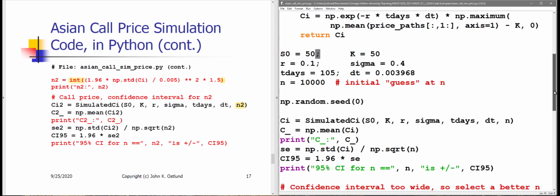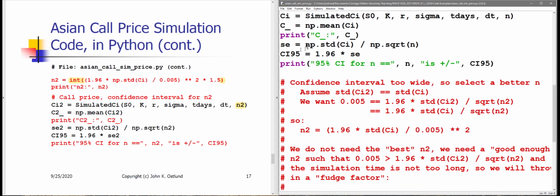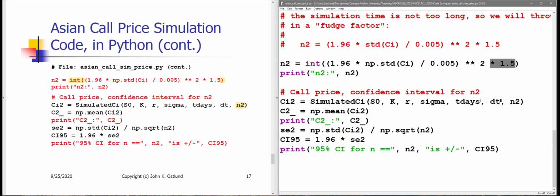All right, so we're then going to do our simulation involving 10,000 paths. It's very unlikely that we will get a tight enough confidence interval there. In fact, I know that we won't. So we're going to use the standard deviation that we computed from that initial simulation to get ourselves a better N2, which is going to involve this fudge factor. We're going to multiply whatever we get by 1.5. And then we'll do our second round of simulation using N2 paths rather than N paths, and see if our confidence interval is in fact within plus or minus half a penny.